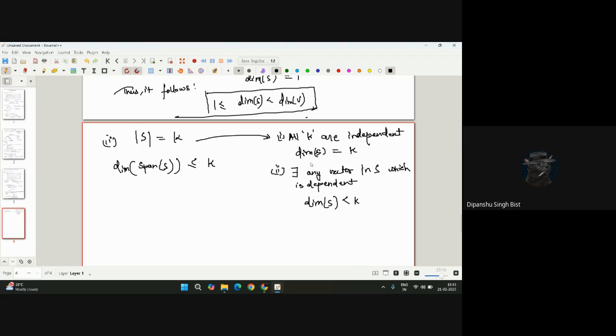If I consider all these cases, I can say the dimension is always going to be less than or equal to k. If all are independent, then it is equal to k. If there exists any vector which is dependent on other vectors, then the dimension would be less than k.